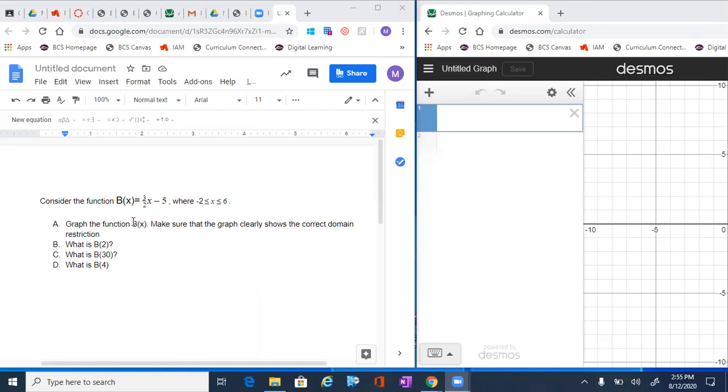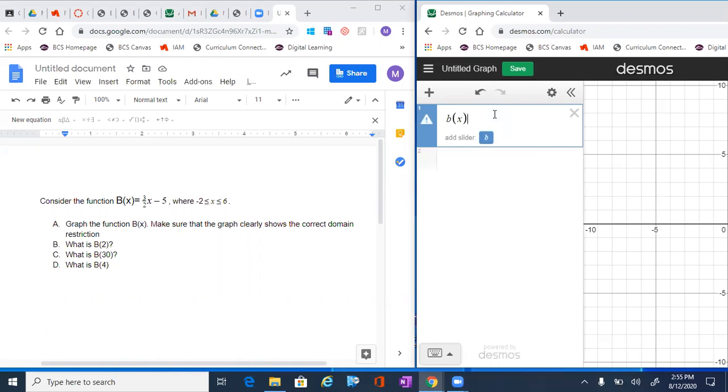It says graph the function b of x and make sure that the graph clearly shows the correct domain. And we're going to do that on Desmos. So the first thing I'm going to do is come over to this first cell and type in b of x.